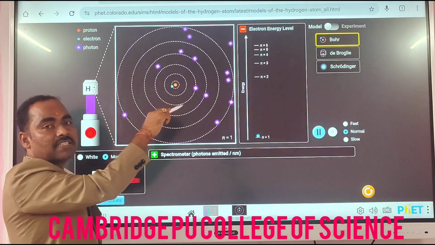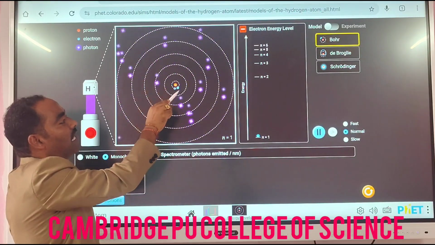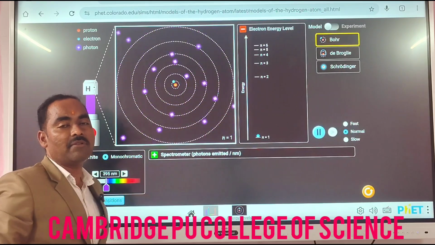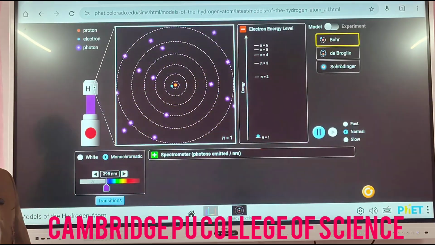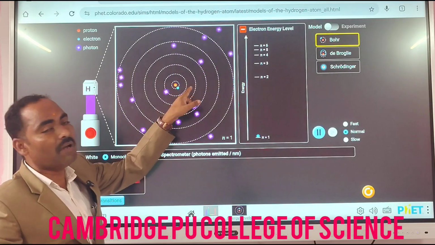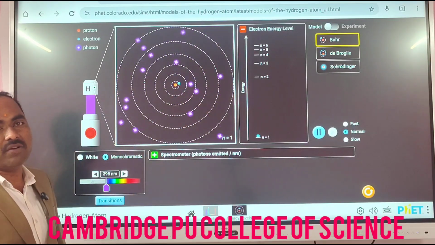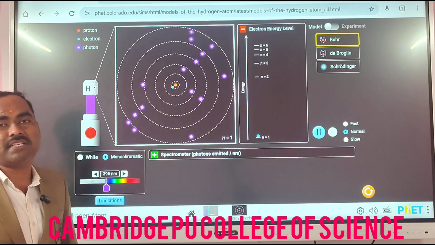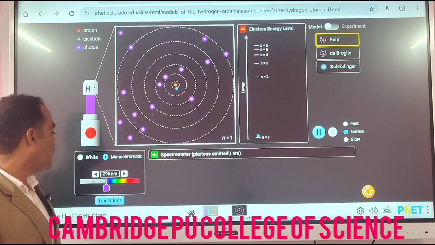And exactly vice versa, whenever electrons jump from an inner shell to an outer shell, that we call absorption of photons. That means E1 minus E2 is equal to h nu. h nu is nothing but photons, where h is Planck's constant and nu is the frequency of radiation.